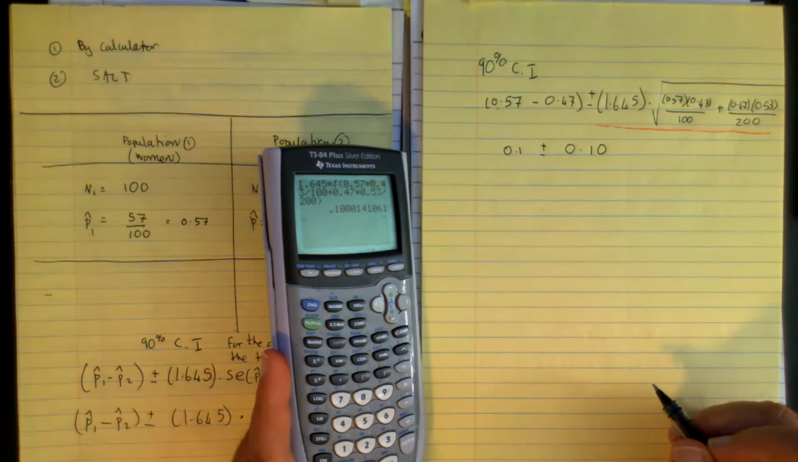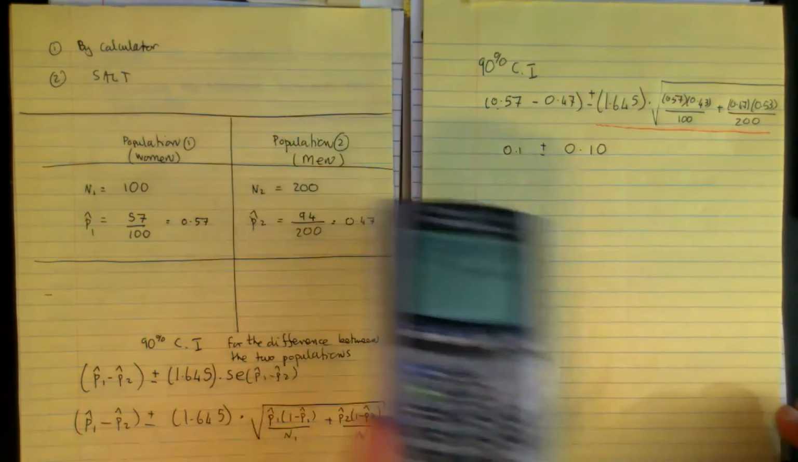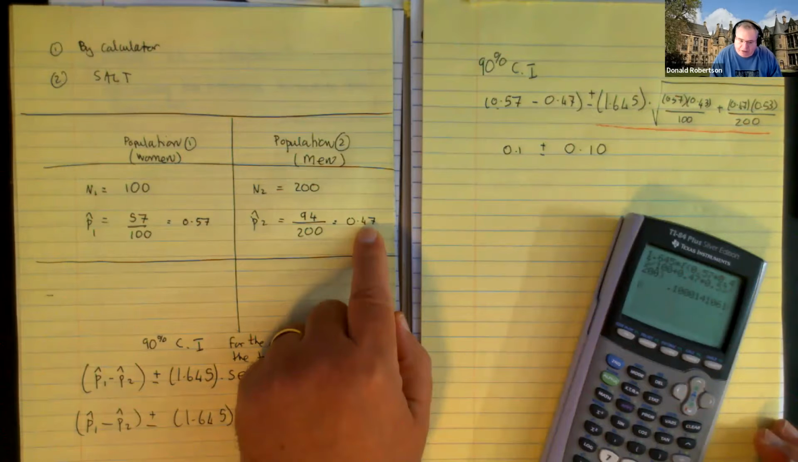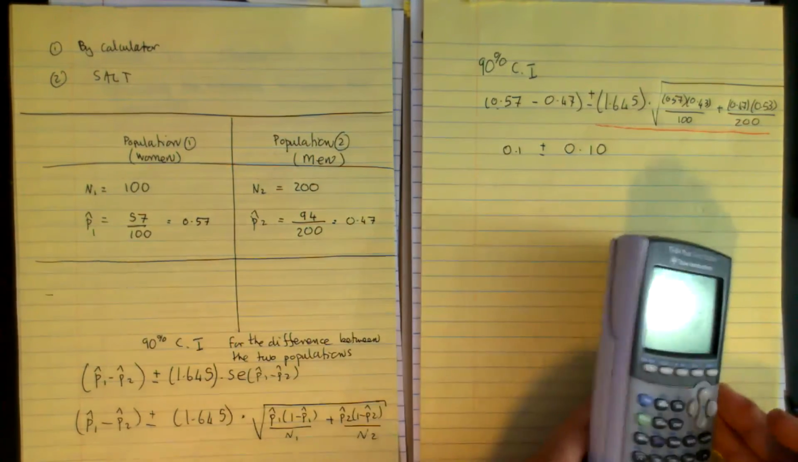I have a quick question. Yes. On this underneath over the 200, where'd you get the 47 and the 53 from? Oh, 0.47 is P2 hat. And take that away from 1 and you get the 0.53. Oh, okay, I see. Thank you.